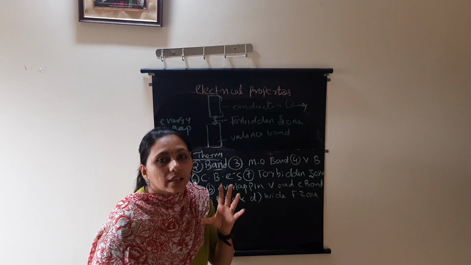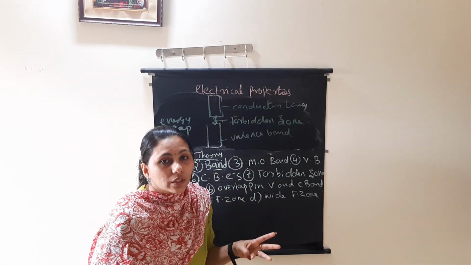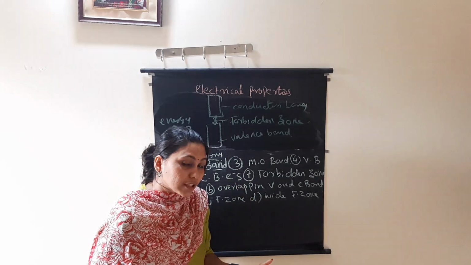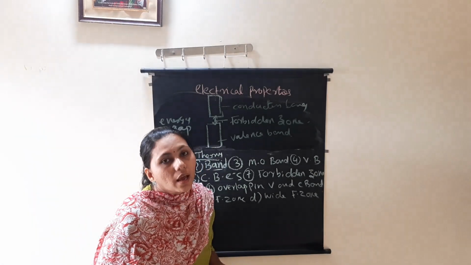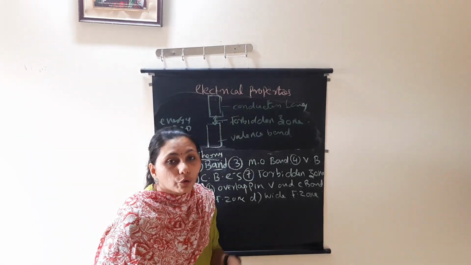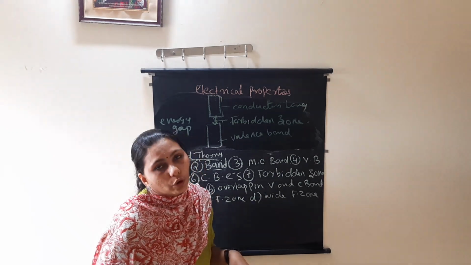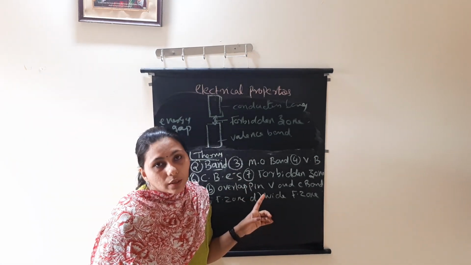Okay, and there are four factors that the conductivity depends upon. First one is partially filled valence band. Second one is overlapping valence and conduction band, the third one is narrow forbidden zone, and the fourth one is wide forbidden zone. So that is about band theory. Okay, band theory.